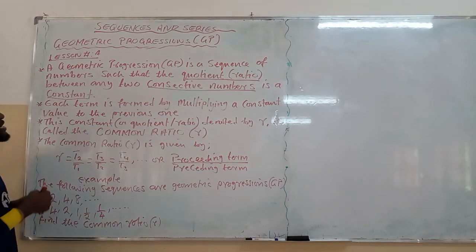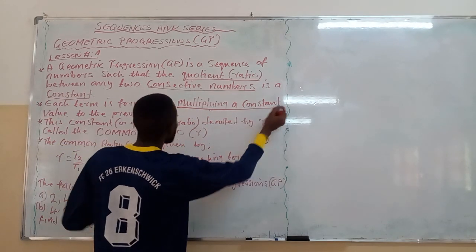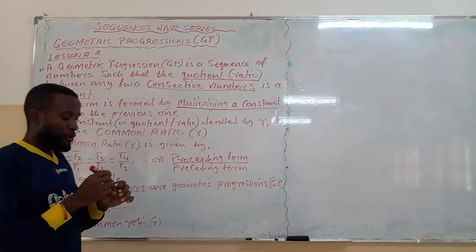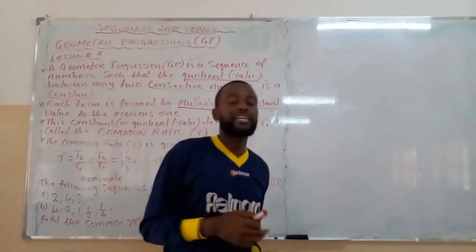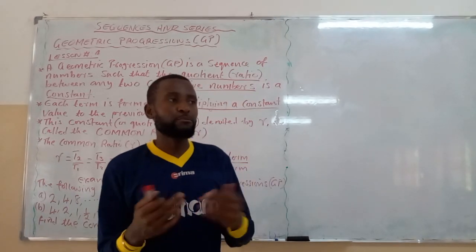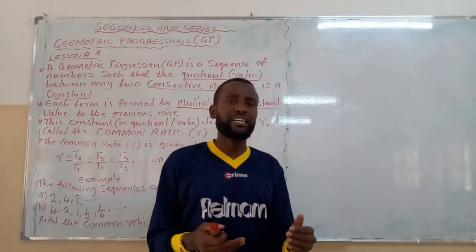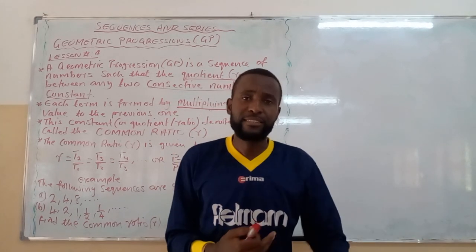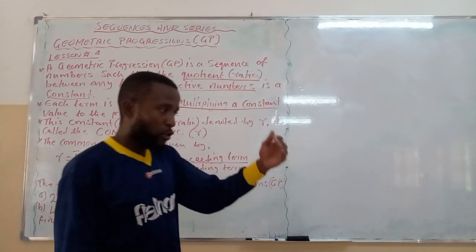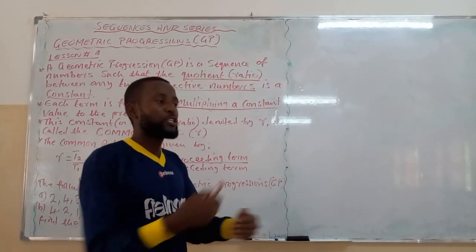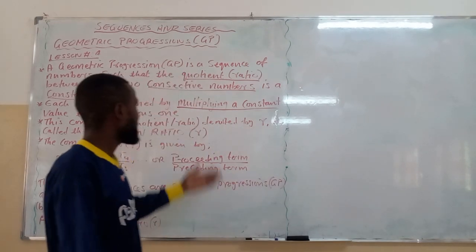Now, each term is formed by multiplying. Each term is formed by what? Multiplying a constant, which of course you have found here. Multiply the constant value to the previous one, then you get the next term. Remember, in arithmetic progression, we are adding the common difference, which is the constant, to the previous value to get the next term. Now, in geometric progression, we don't add, we multiply. The common ratio which we have found, the constant, we multiply it with the previous term to get the next term. That's what they are talking about.